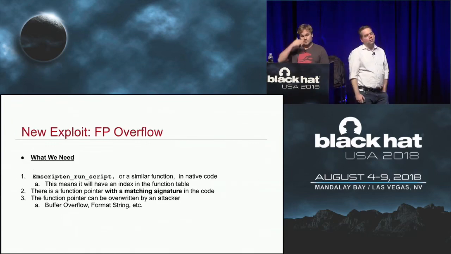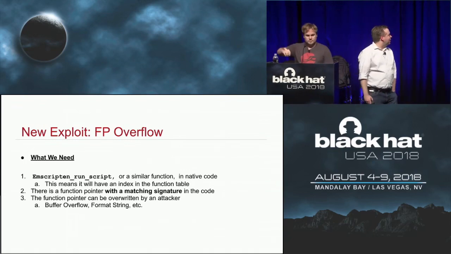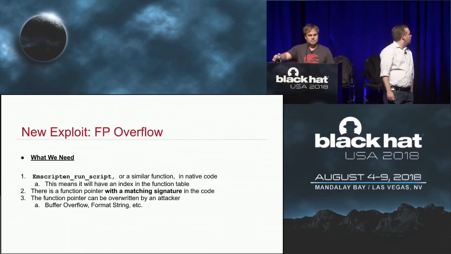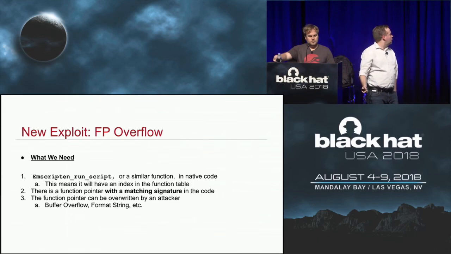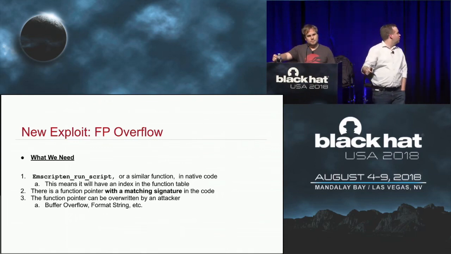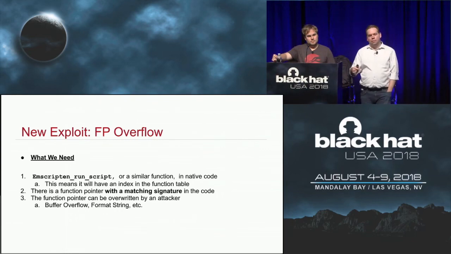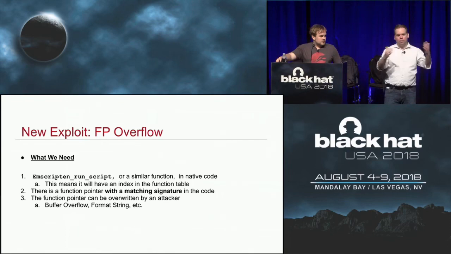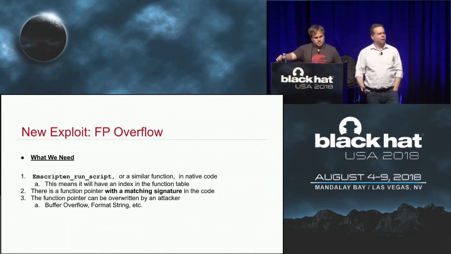In order for this to work, there's a few things that have to hold. So it has to be used. Emscripten and emscripten_run_script has to be already in the program that we're wanting to attack. That means it's in the function table. There has to be a function pointer somewhere else in the program that has the same signature as emscripten_run_script. So it returns nothing, takes 1 int parameter. And we have to be able to somehow overwrite that function pointer. We're going to show you buffer overflow. Any other trick you've got that can arbitrarily rewrite some value will work.